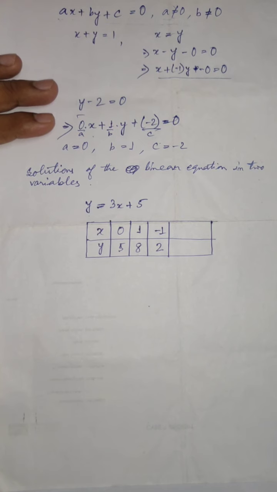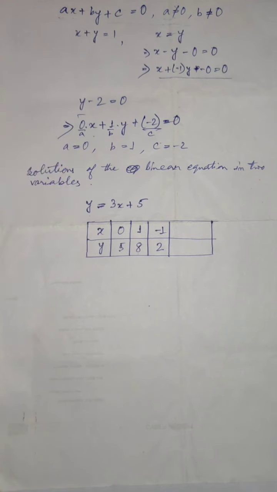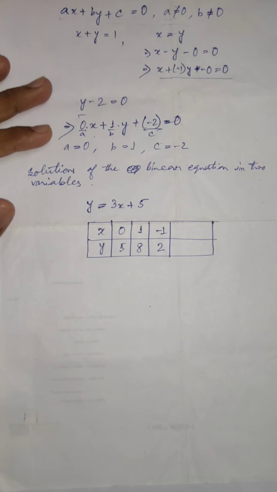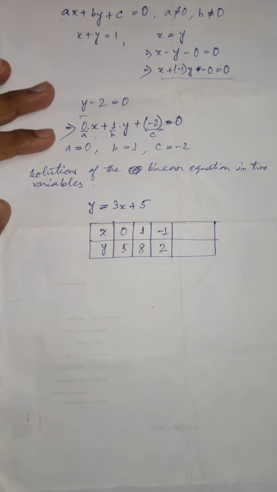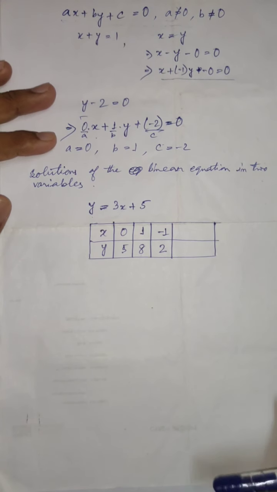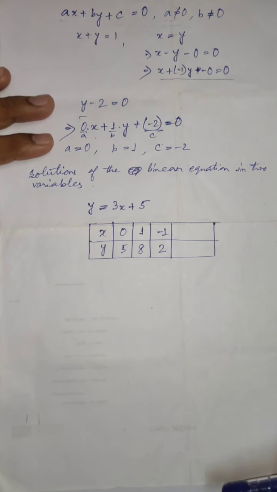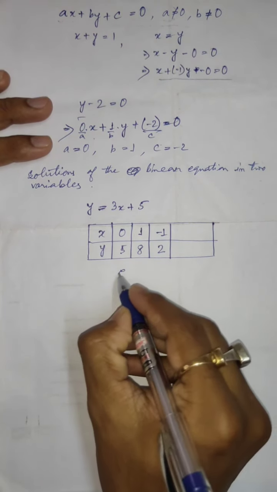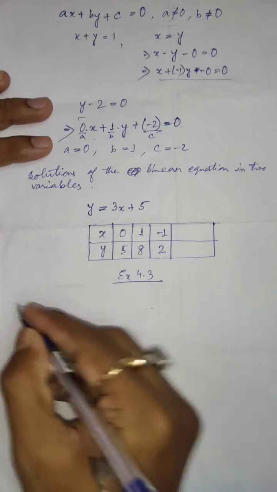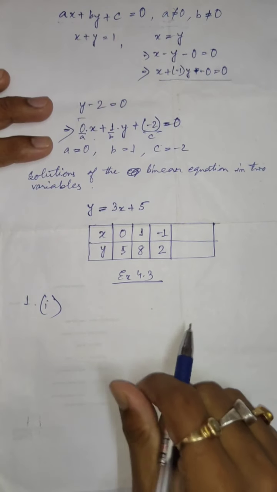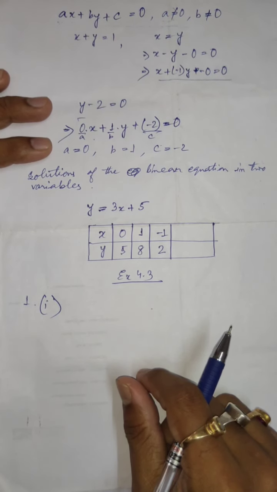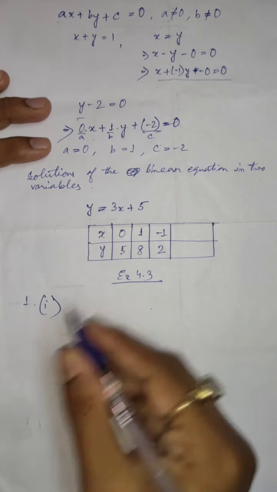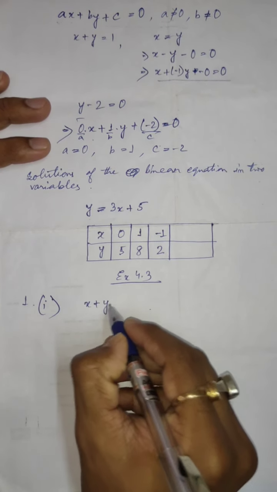Well, now I'm showing how to plot the graph, or how to represent an equation. Actually, it is the geometrical representation, you can say, or graph of the linear equation in two variables. Now I'm showing how to plot this on a graph paper. Suppose, in Exercise 4.3, I'm taking number 1. See the question: draw the graph of each of the following linear equations in two variables. Okay, so the first equation given is x plus y is equal to 4.